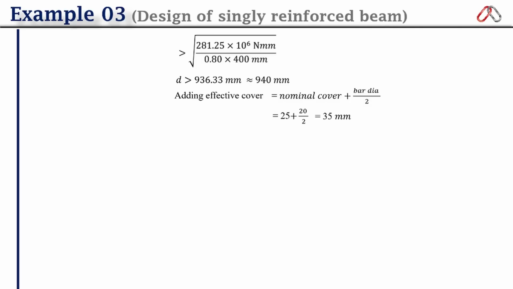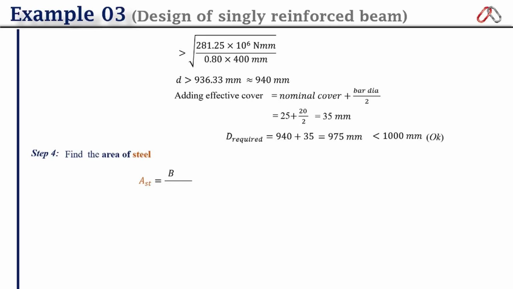And the final value of D required will be 940 plus 35, 975 mm, which is less than 1000 mm. So we have satisfied the first requirement that D required is less than D provided. The next step is to find the area of steel, and we know the formula is area of steel is equal to bending moment upon sigma st jd.